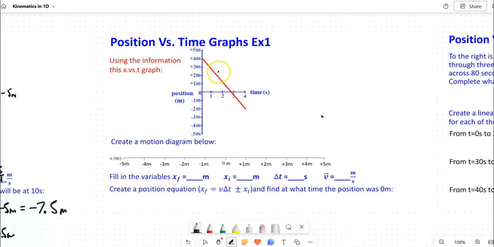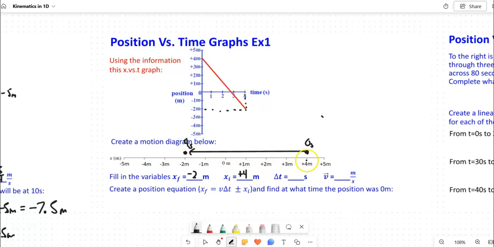Okay, here we go. So it looks like at the 0 second mark, it starts out at positive 4 meters. So I'm going to put positive 4 meters position. And at the 4 second mark, which is our time, it looks like it ends here at the negative 2 meters. So we're going to put 4 seconds there. And that's negative 2 meters. In other words, it starts at positive 4 meters and ends at negative 2 meters.